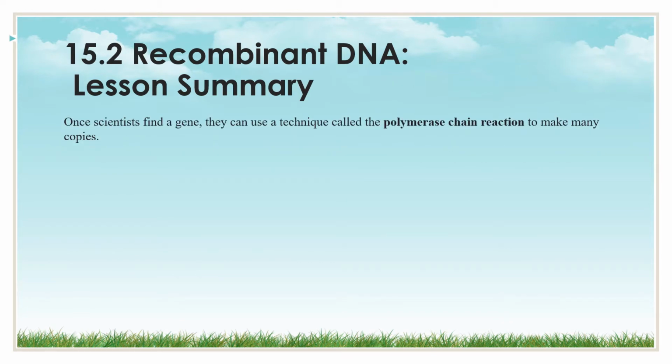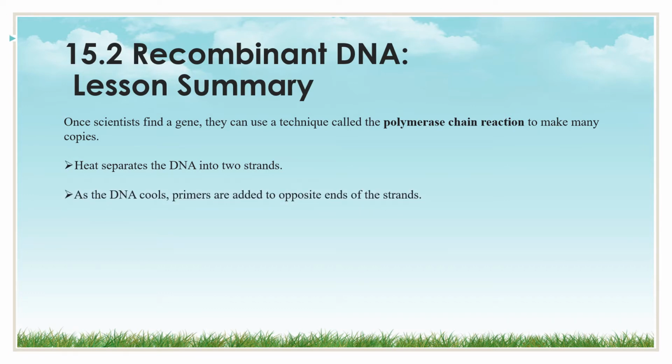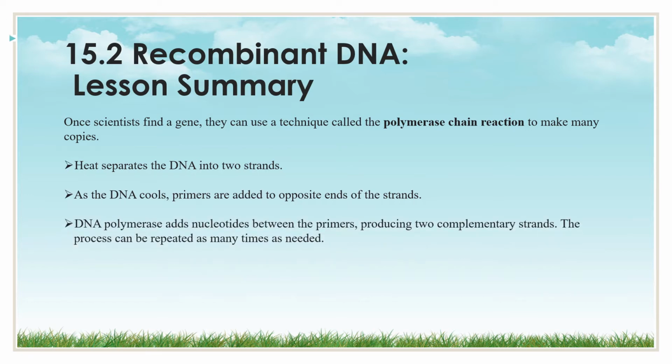Once scientists find a gene, they can use a technique called the polymerase chain reaction to make many copies. First, heat separates the DNA into strands. As the DNA cools, primers are added to opposite ends of the strands. Then DNA polymerase adds nucleotides between the primers, producing two complementary strands. The process can be repeated as many times as needed.